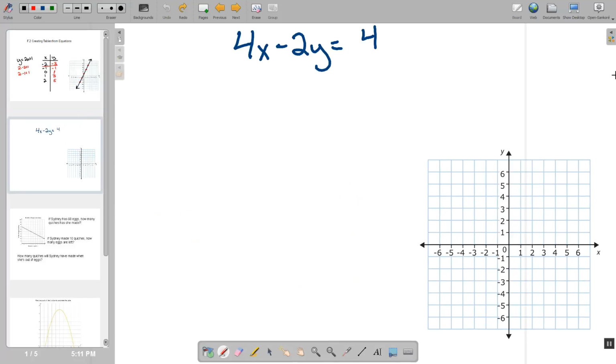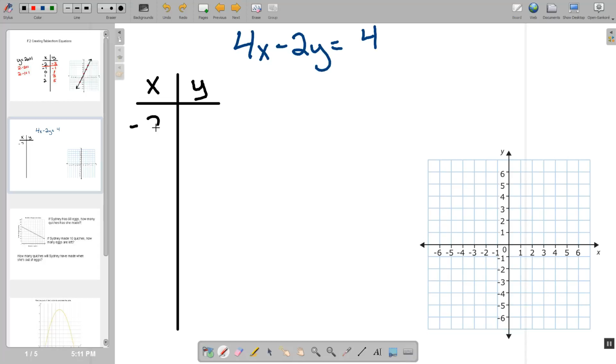So for our next equation, we have something that's a little bit trickier: 4x minus 2y equals 4. So first step here is we have to create our table, just like we had done before. So we have our inputs, our x's, and our outputs are our y's. We do our very common table, negative 2, negative 1, 0, 1, and 2 for our x values. And now we have to plug them into the equation, each one at a time.